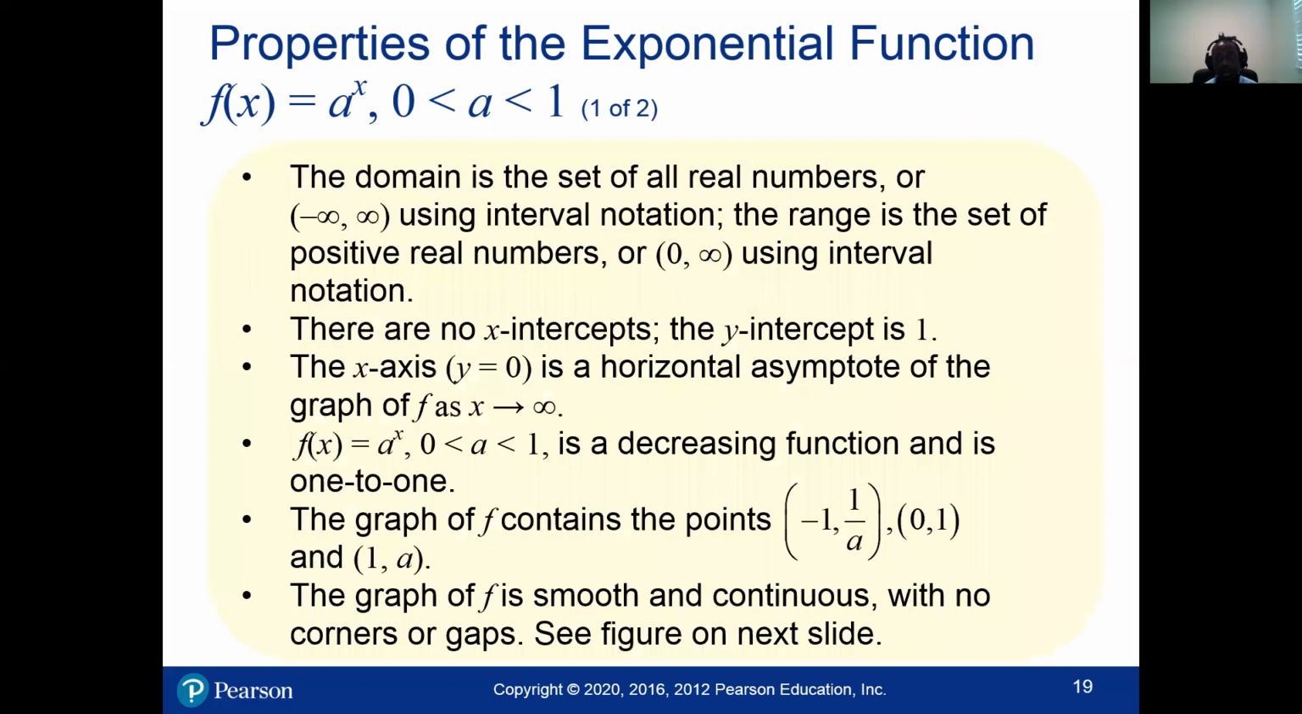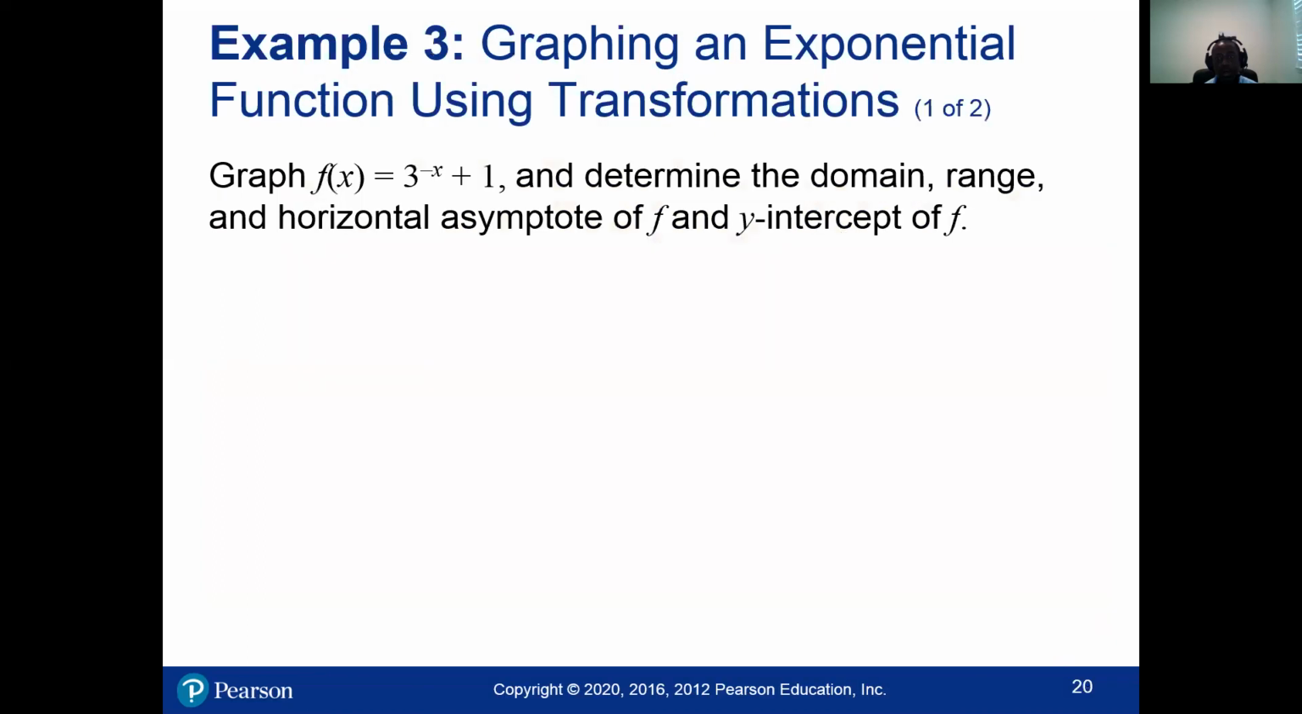What are the properties? The domain is all real numbers. The range is the same. No x-intercept. The horizontal asymptote is the x-axis. It's a decreasing function and it's 1-to-1. It passes through these points, and then the graph is smooth. And this figure is what I showed you in the previous slide, so forget about that one. All right, now let's go to graphing exponentials using the transformations that we have studied before.